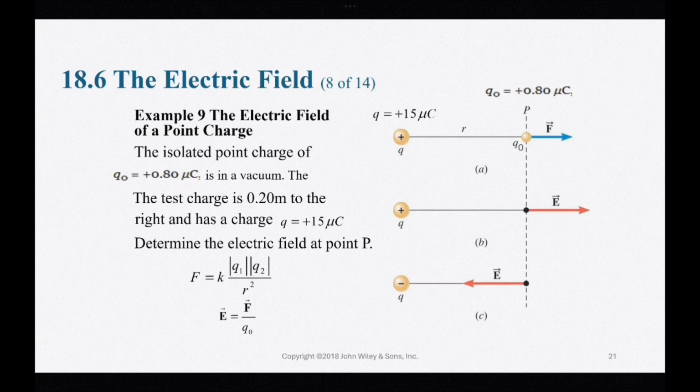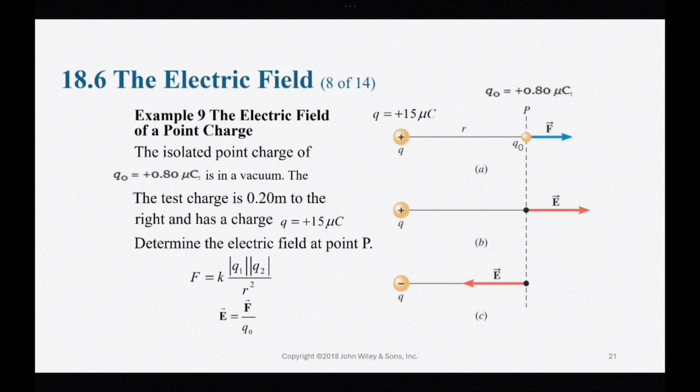Next example: an isolated point charge of 0.80 microcoulomb is in a vacuum, and the test charge is 0.20 meters to the right. It has a charge of 15 microcoulomb. Determine the electric field at point P. So, which of these formulas are we going to use? These two formulas will both be used.